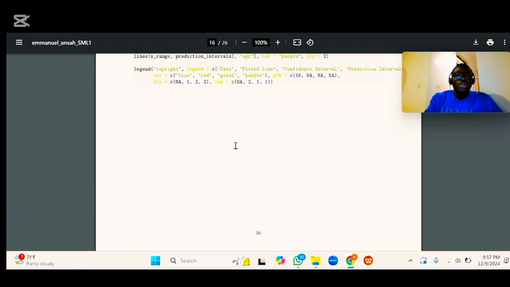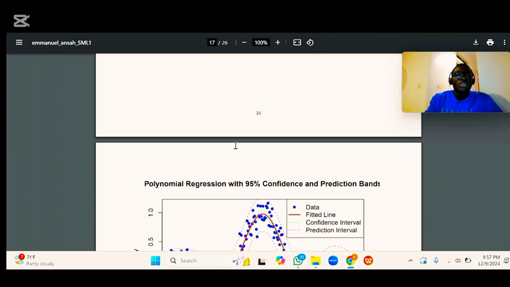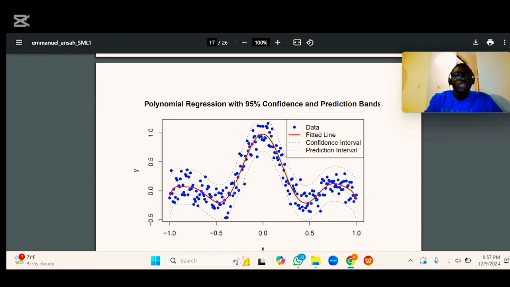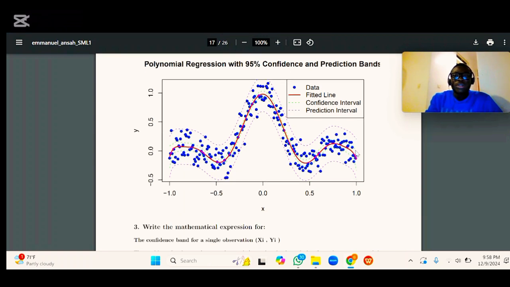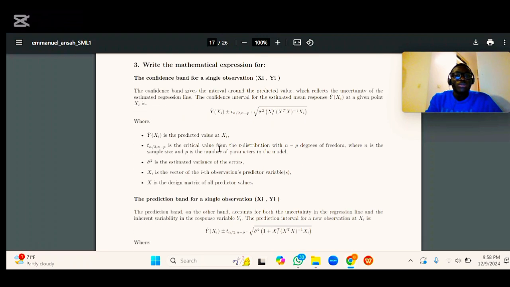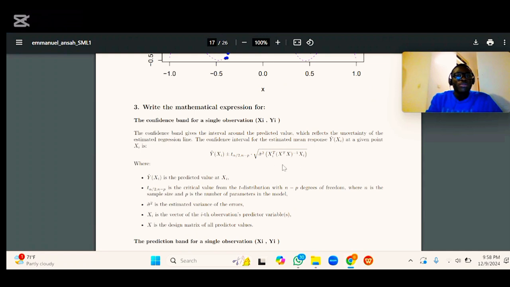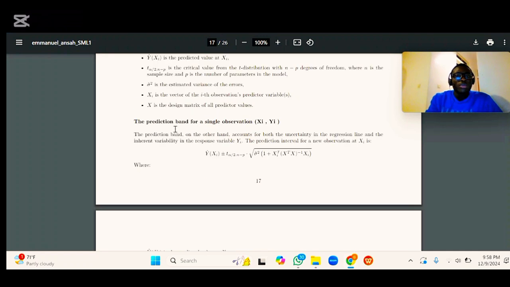Okay. And the next one is the 95% confidence and prediction band. So in these prediction bands, we can see that the model is able to predict the data. Let me say 99%. I'm 99% confident in this model's ability to predict our response variable, and the confidence interval being very thin shows the precision of our model. And this is the mathematical expression of our confidence band, and this is the mathematical expression of our prediction band.